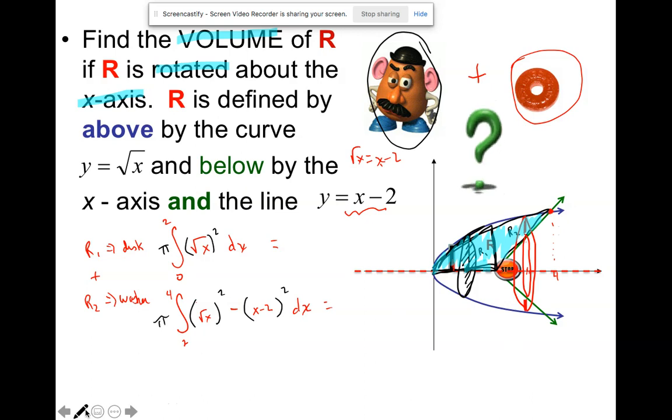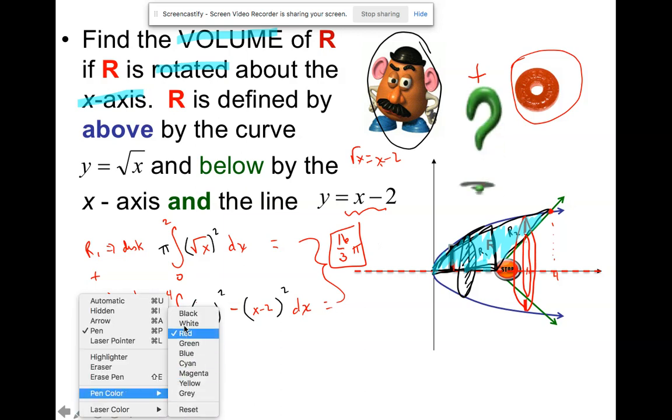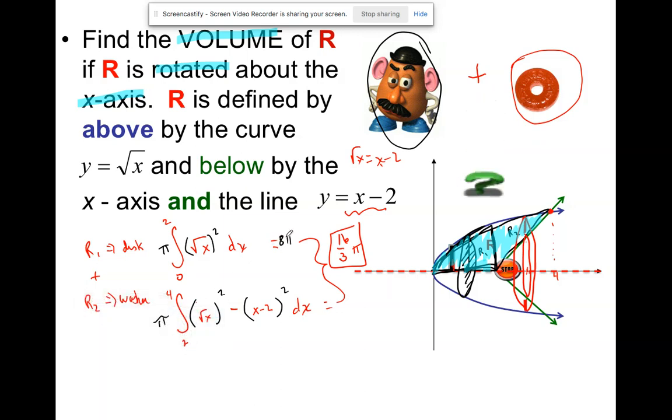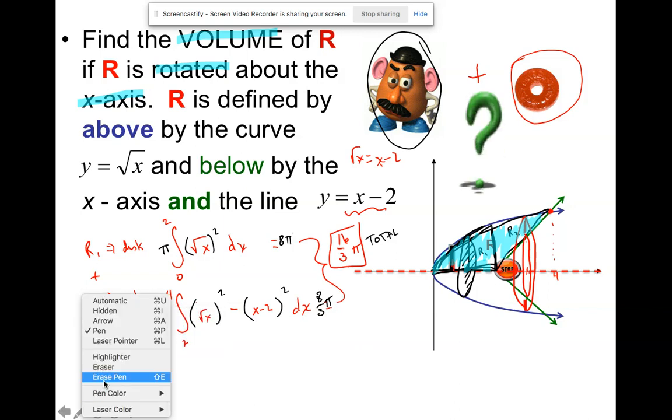So what I wanted to show you was I could do this, absolutely, get my answer. And my answer is 16/3 pi. This answer was 8 pi. This answer was 8/3 pi. So add 8 pi and 8/3 pi, and you get 16/3 pi for my total. But in this case, there was a more efficient way to do this problem.